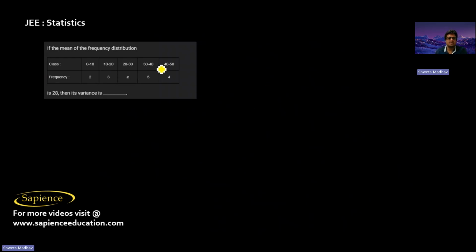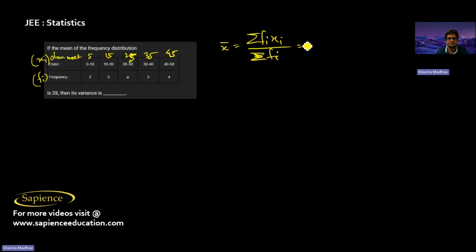But here it is told, if the mean of the frequency distribution is 28, then its variance is. So the mean will be equal to the frequency. Now it is given in class intervals. We need to find the class marks, which are xi values, and these are fi, the frequencies. So class marks here will be 5, this will be 15, this will be 25, this will be 35, and this will be 45. So x bar is equal to summation fi xi over summation fi. The mean value is given, that is equal to 28.